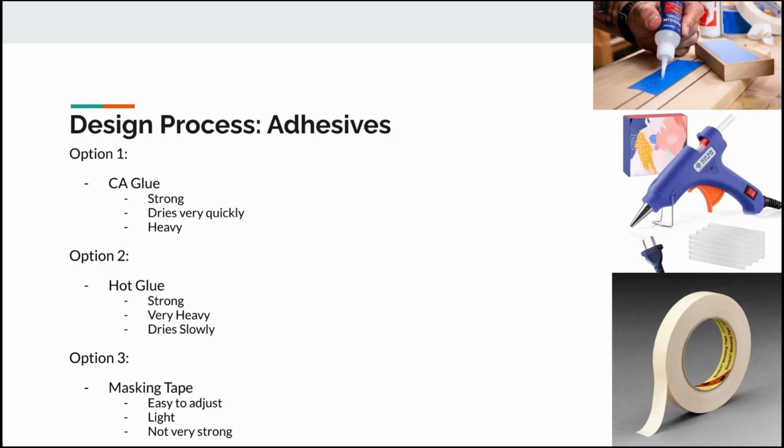The first option was CA glue. It's very strong but it dries very quickly, which means I couldn't change the position of my glider parts after I applied the glue. It's also very heavy, which means the stability of the glider could be impacted. The second option was hot glue. It's very strong and dries slowly, which means I could make changes to my glider parts after they were glued, in case I misplaced anything, but it's also very heavy. The final option was masking tape. With masking tape, the parts are easily adjustable. For example, if I taped a part of the glider incorrectly, I could simply remove the masking tape and fix my mistakes. However, it isn't very strong, which means that my glider would likely fall apart upon impact.